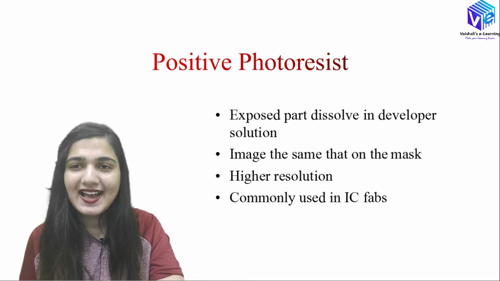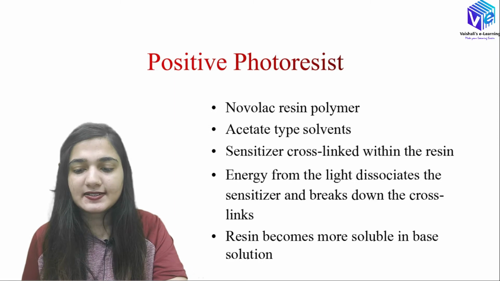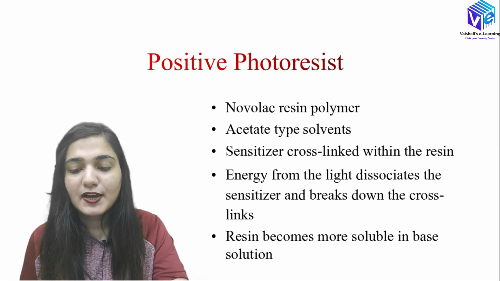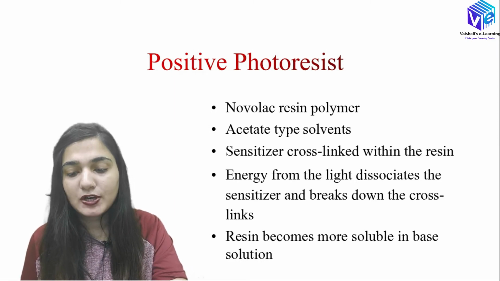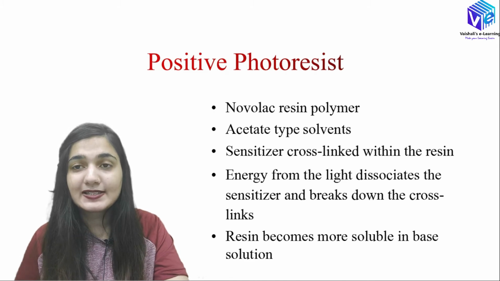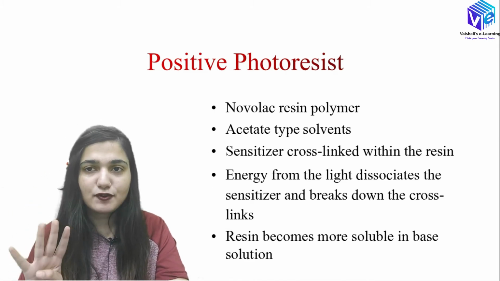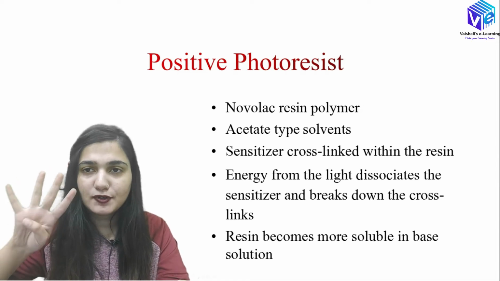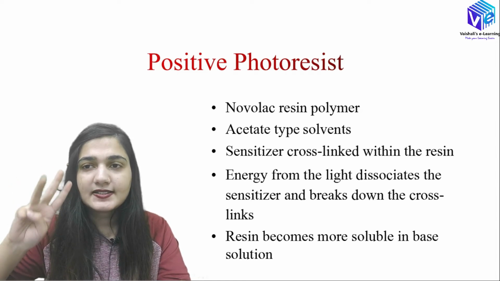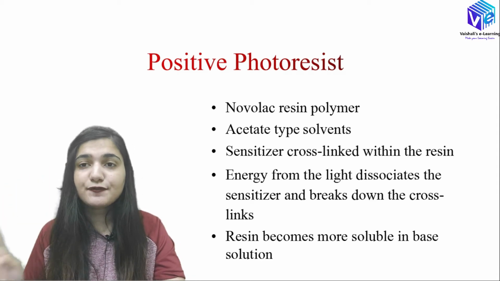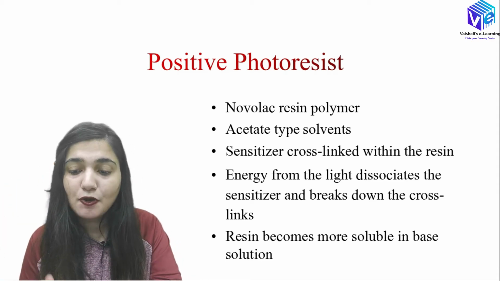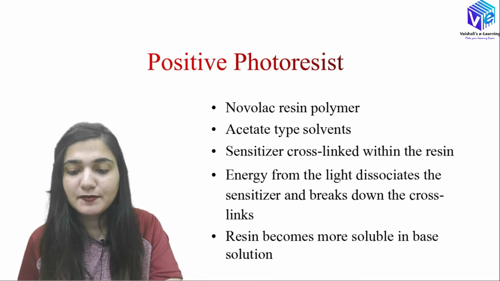So everything has its advantages as well as disadvantages. Here we are using the Novolac resin polymer. Novolac resin polymer is actually the polymer in the positive photoresist. I have told you the 4 components of the photoresist: polymer, sensitizers, additives and solvents. So we have these 4 types of materials. Now the polymer is Novolac resin polymer.